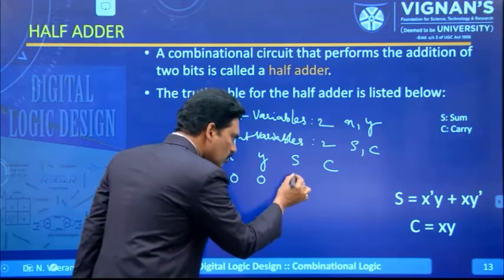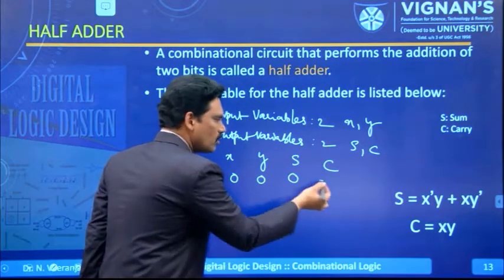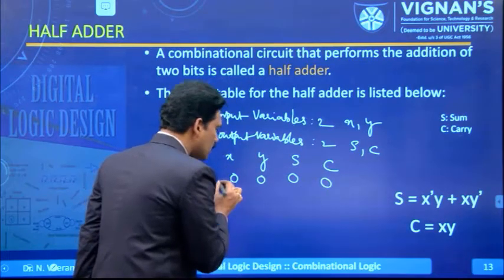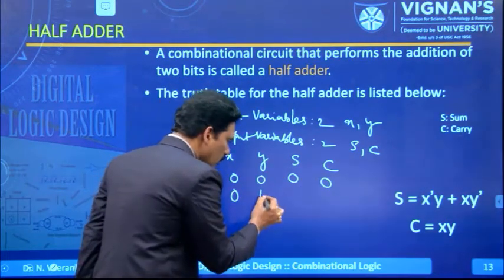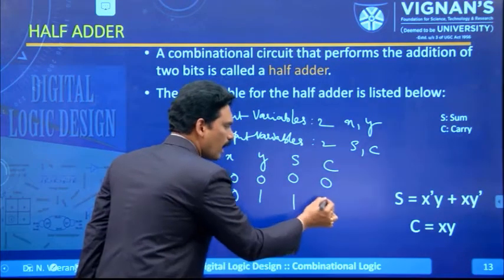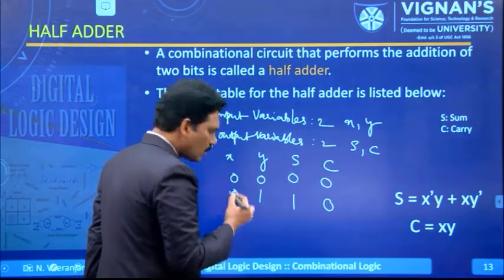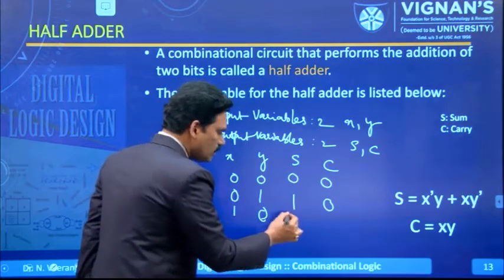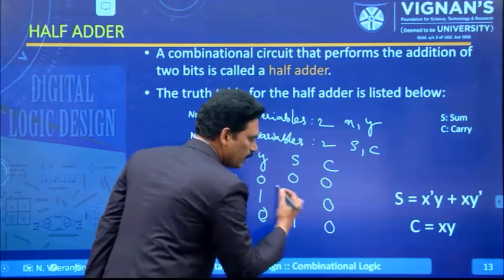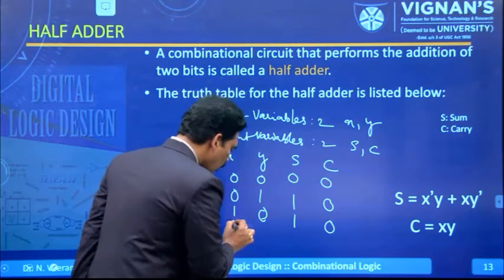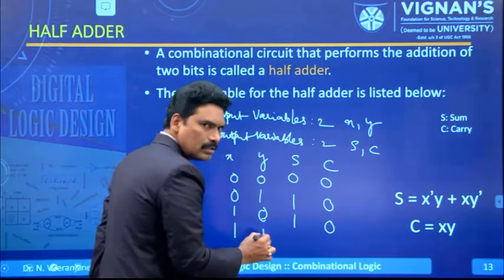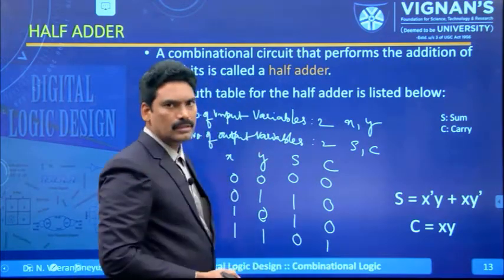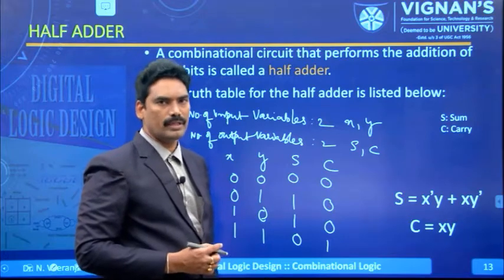What is the sum now? 0. And for 0, 0, there is no carry, so carry is 0. Next, if x is equal to 0 and y is equal to 1, we get sum 1 and carry 0. Now, if x and y are 1, 0, the sum is 1 and the carry is 0. If x and y are 1, 1, the sum is 0 and the carry is 1. This is the truth table for the half adder.